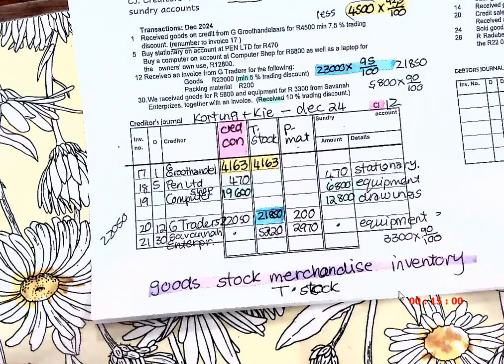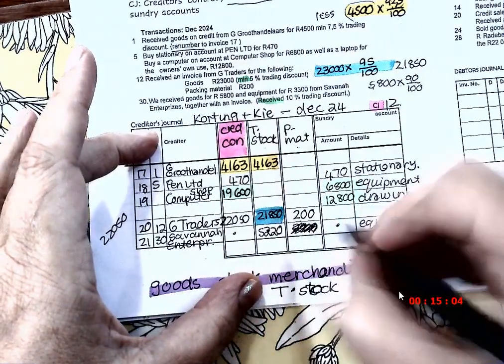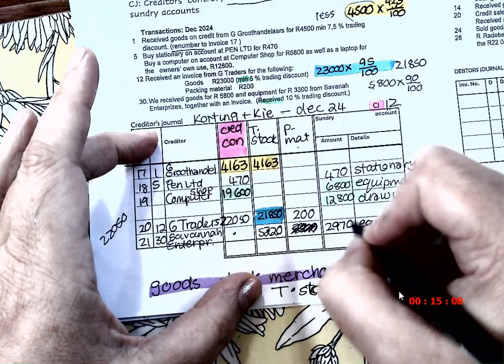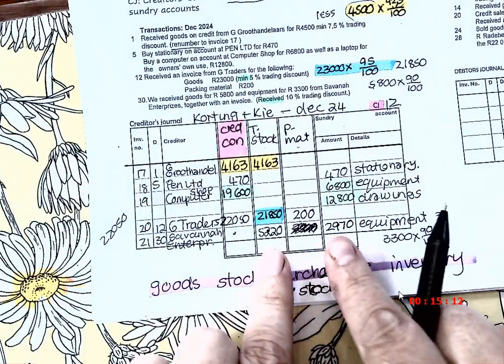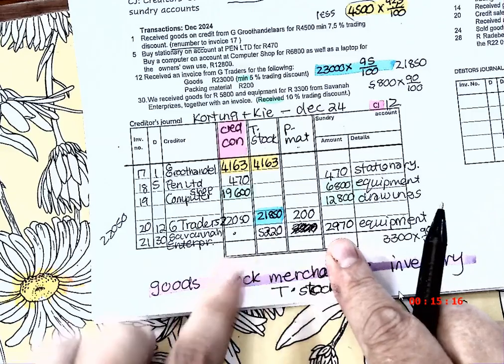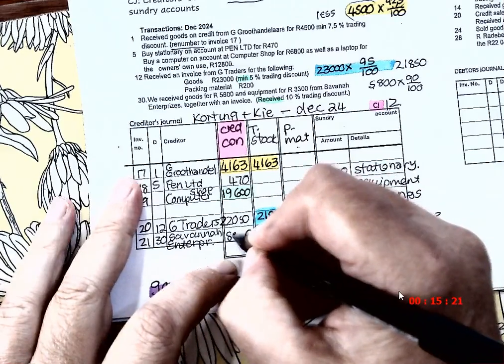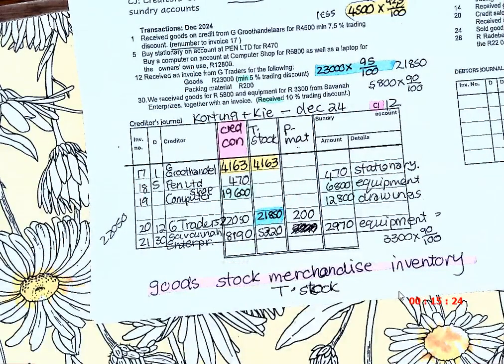Oh, sorry. It mustn't be in packing material. Well done for seeing that. It must be in sundry. Is that what you also saw? Thank you. Okay, I'm happy. So we add both of them, and that will tell me how much we owe Savannah. 8,190. Yeah? Thank you. Now, let's total. Let's total.